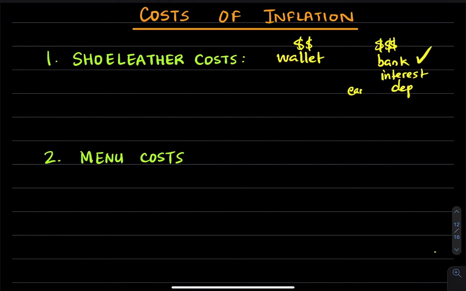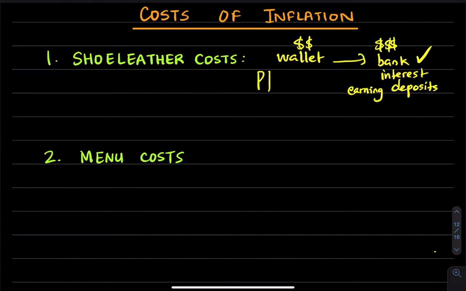If you just keep it in your wallet, you're not earning any return on that money. So as a result, people would have to go to the bank and withdraw money more often. Think about a scenario where you need to go to the bank to withdraw cash because prices are rising and you need more money. You would make more trips to the bank. These costs of going to the bank very often, figuratively speaking, are known as shoe leather costs, since your shoes would be worn out from all those trips to the bank.